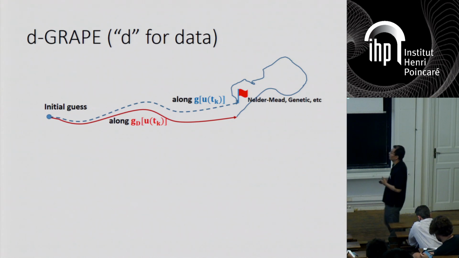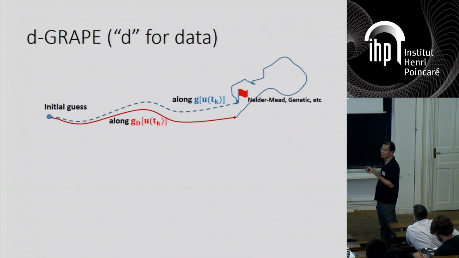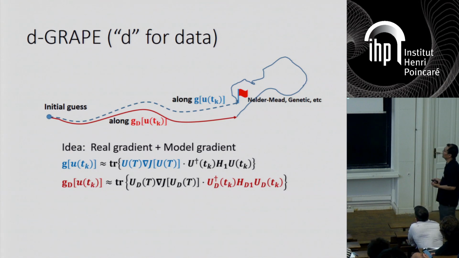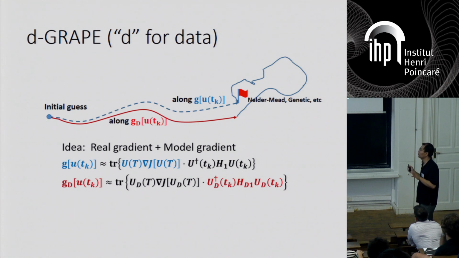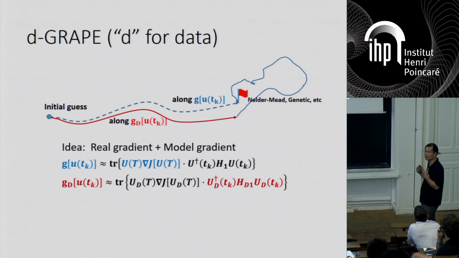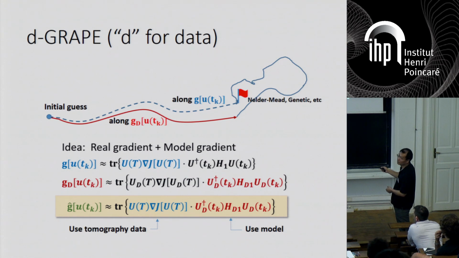The way people are optimizing the field from here to here is using some stochastic algorithm or some model-free algorithm. It could take a long way. But my idea is that you have the ideal gradient, but you are not able to get it because you don't have the model. But you can calculate the gradient from your design model, but this gradient is not precise. But you can combine them together. You can use this part from the real model, and you can use this part from the design model.